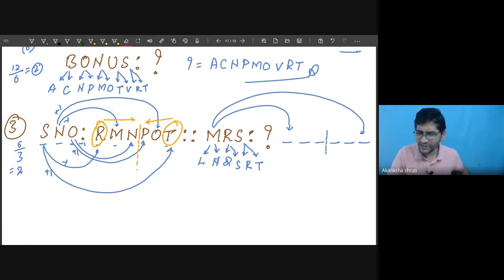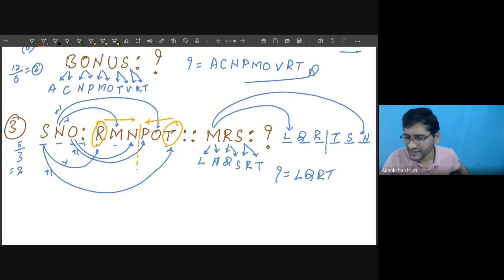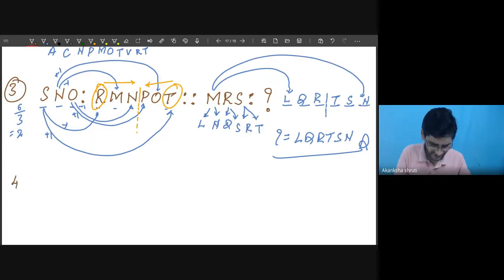If you have written in the bottom, it becomes more convenient just for copying it. So L have to be written here and N have to be written at the end. Q after L and S before N. Then R after Q and T before S. So what is equals to LQRTSN? This is the answer. Question number 4.